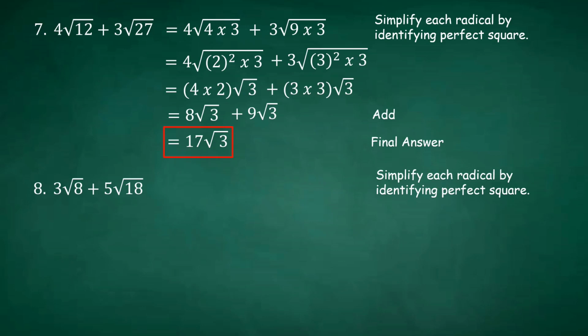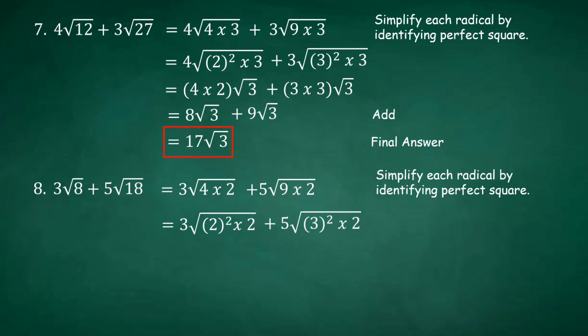The factors of 8 are 4 and 2, which has a perfect square of 4. And then rewrite 3 square root of 8 becomes 3 square root of 4 times 2. The factors of 18 are 9 and 2, which has a perfect square of 9. The 5 square root of 18 becomes 5 square root of 9 times 2. 4 is equal to 2 raised to the power of 2, and 9 is equal to 3 raised to the power of 2.